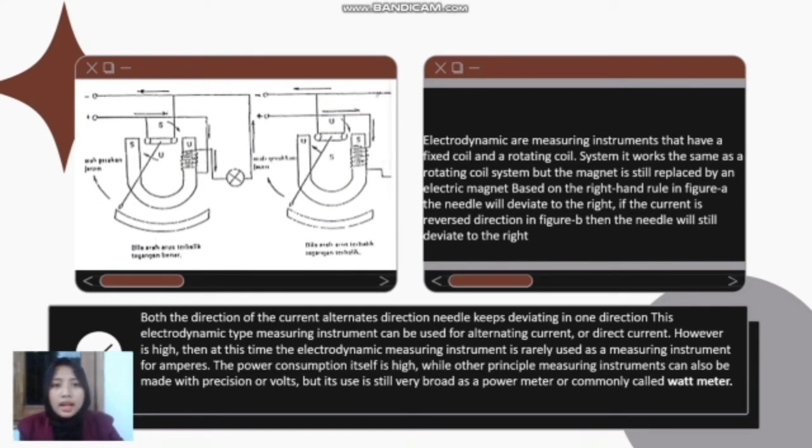Based on the right-hand rule in figure A, the needle will deviate to the right. If the current is reversed in direction in figure B, then the needle will still deviate to the right. If the direction of the current alternates, the needle keeps deviating in one direction.